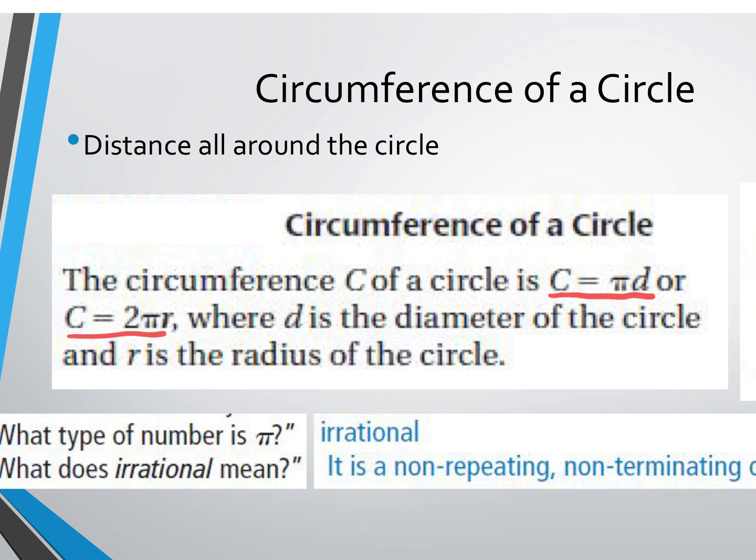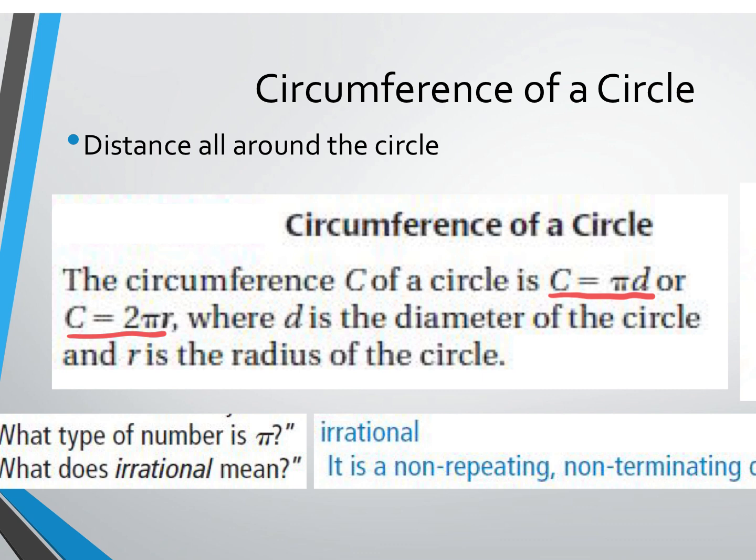Those are the exact same formula. Does anyone know why? Very good. If you multiply the radius by 2, you're just dealing with the diameter. So you only need to know one of them, and you can automatically get the other. So pi times the diameter is the circumference, or 2 pi r, which is 2 times the radius, times pi.